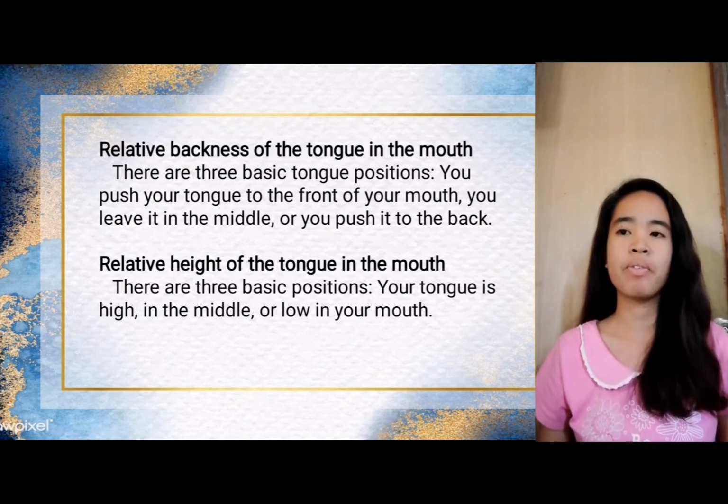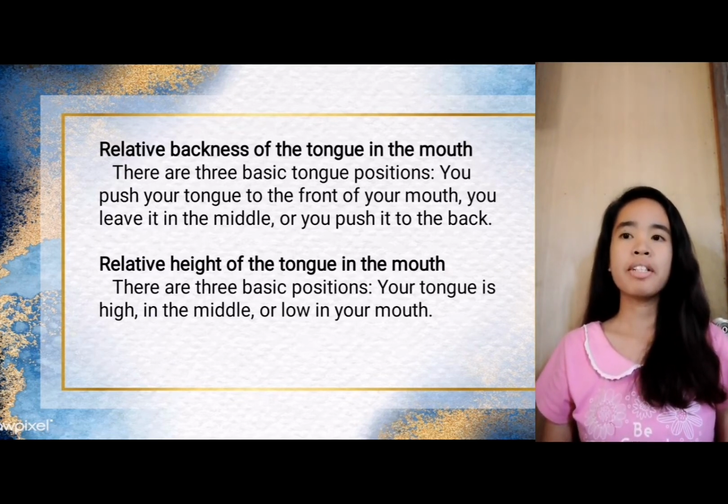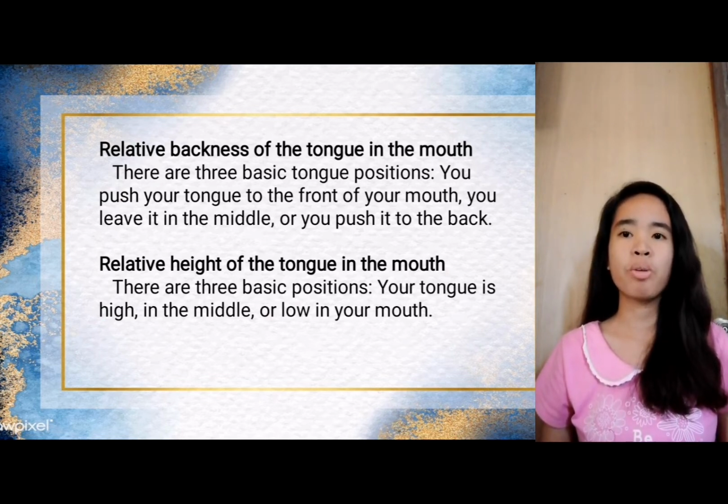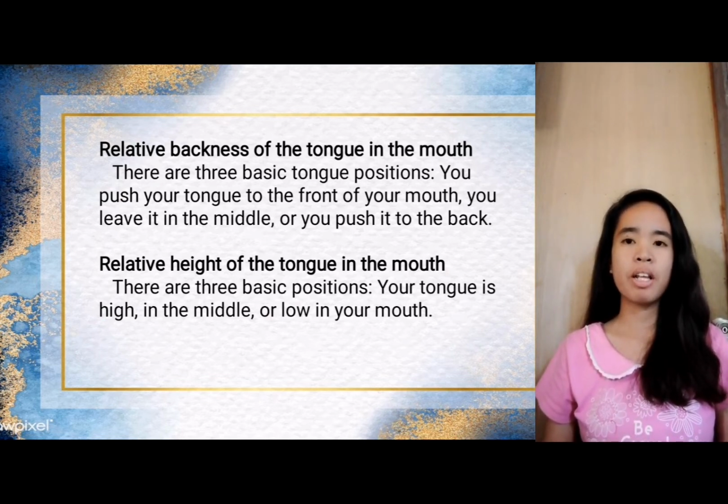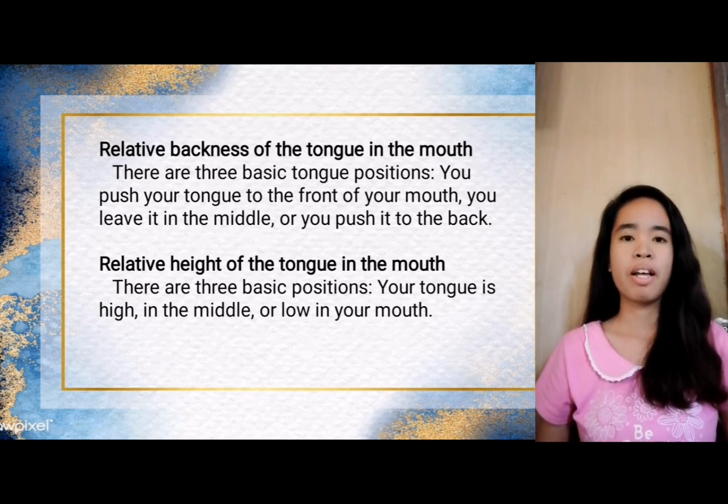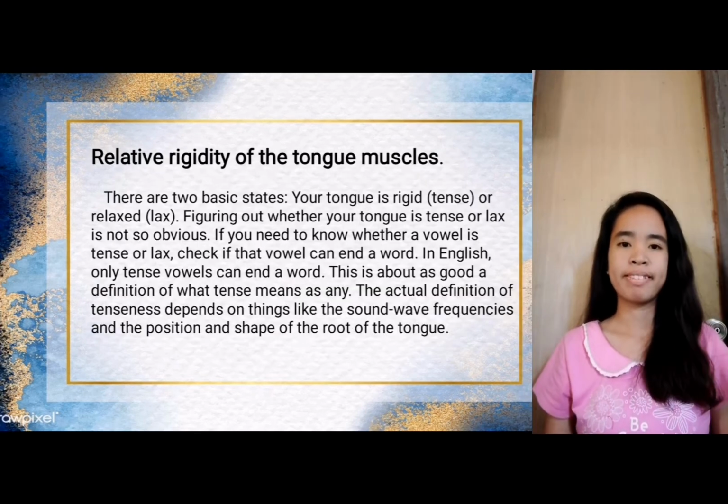Relative backness of the tongue in the mouth. There are three basic tongue positions. You push your tongue to the front of your mouth, you leave it in the middle, or you push it to the back. Next is the relative height of the tongue in the mouth. There are three basic positions. Your tongue is high, in the middle, or low in your mouth.